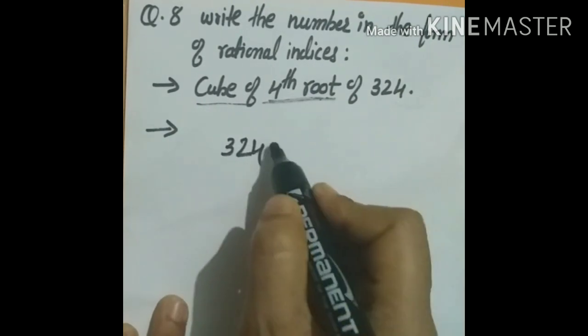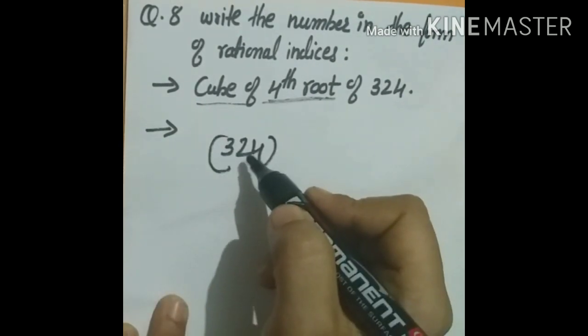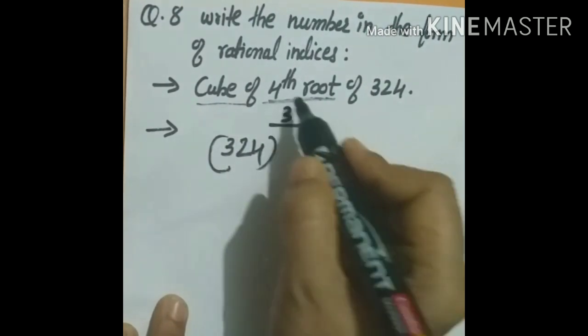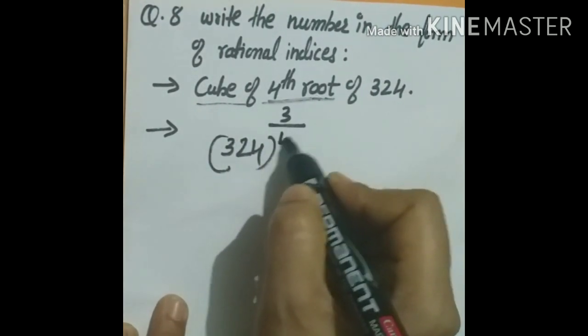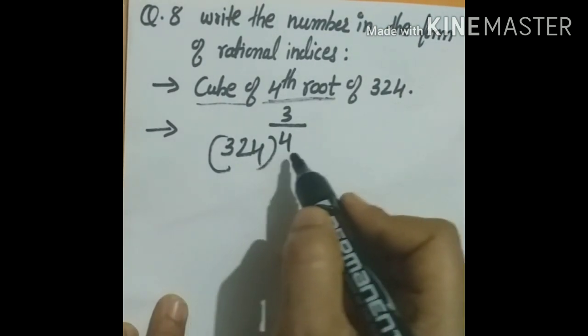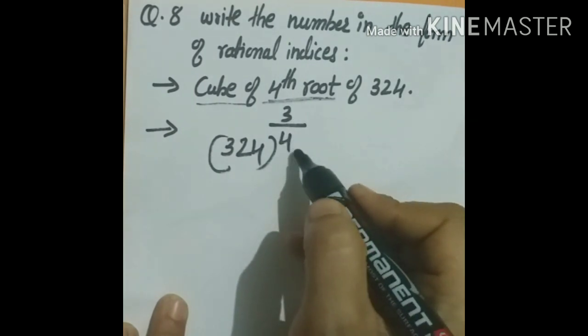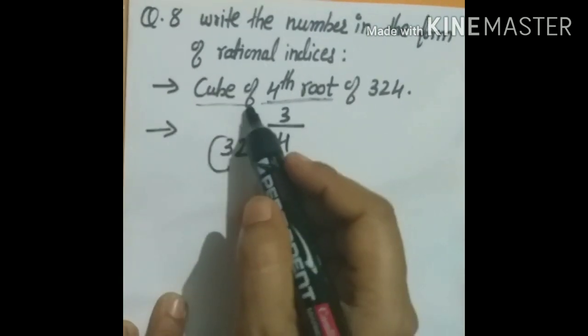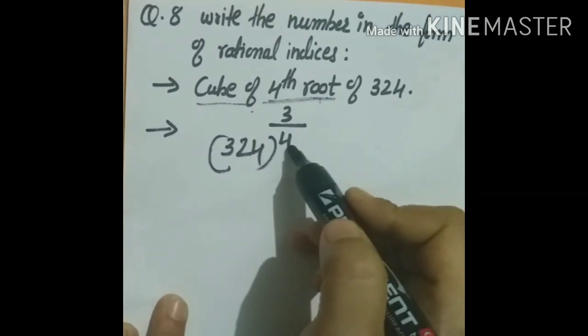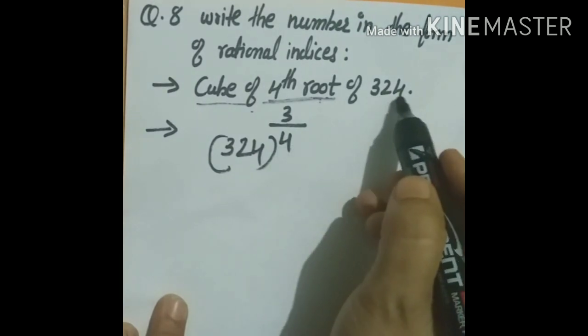324, okay children, put in the bracket, raised to cube of means it's a numerator 3, and fourth root means children denominator. So what is the answer children? 324 raised to 3 upon 4. Okay, cube of means it's a power children, and root means it's a denominator, okay, of 324.